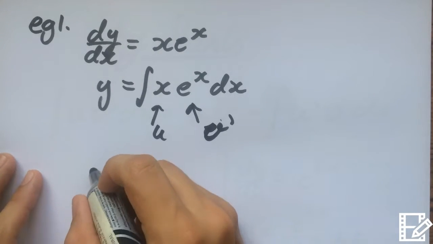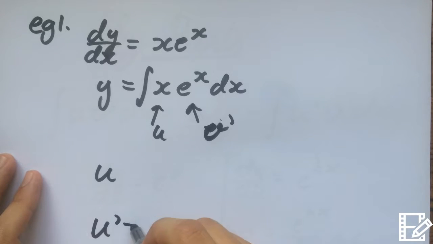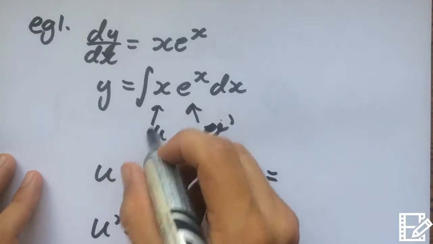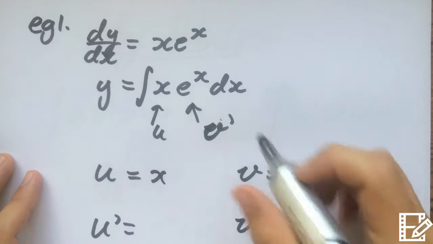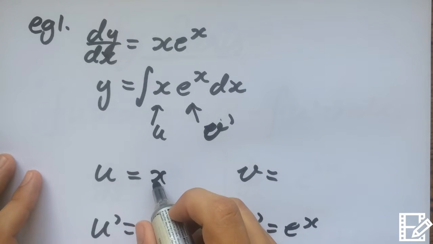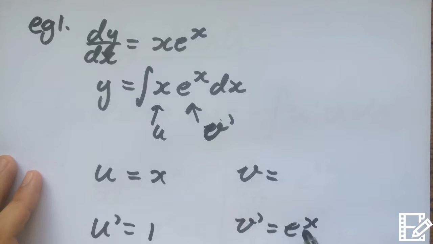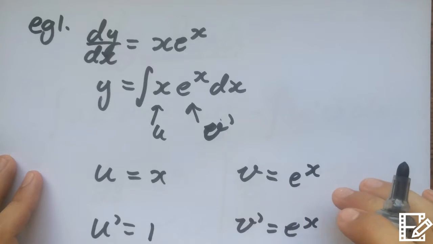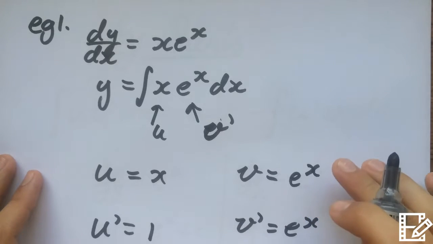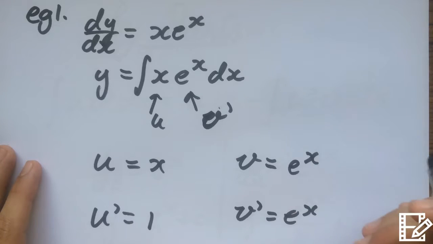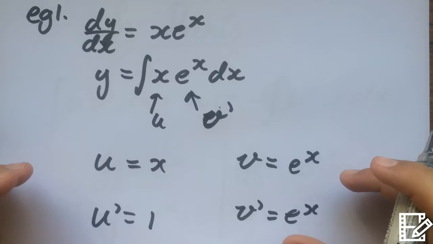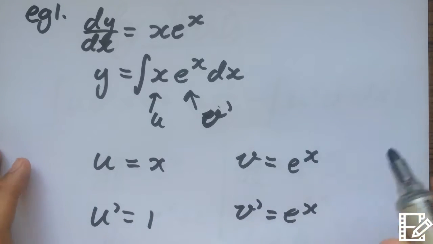Let's write that down. We have u, u dash, v, and v dash. We've said u is x, and we've said v dash is e to the x. When you derive x, you get 1. When you find the integral of e to the x, it's e to the x plus c. The only reason I'm not putting plus c here is because I don't like doing it at this stage. I like doing it in the next stage. You can wait till the very end to put your plus c, but I do it in the question as I'm doing it, just not at this stage.